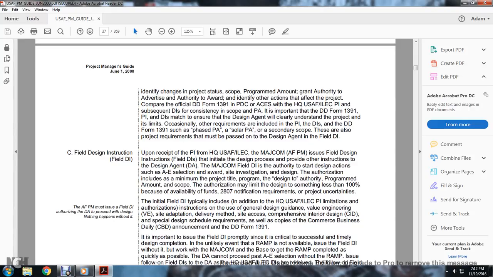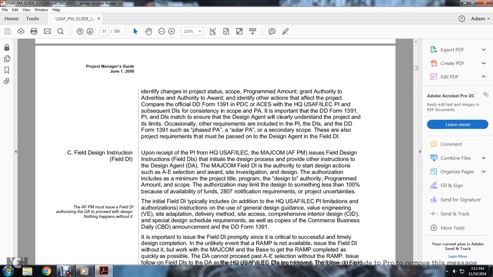The Major Command field design agent has authority to start design actions such as A&E selection, award, site investigation, and design authorization, including the minimum project title, project and program design to the authority program. The amount and scope of the authorization may limit the design to something less than 100%, and it becomes available with the release of the funds, with notification requirements for project uncertainties.